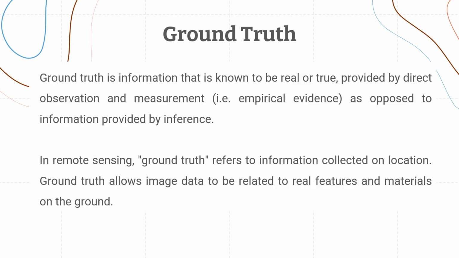Now let's see what is ground truth. Ground truth is information that is known to be real or true, provided by direct observation and measurement as opposed to information provided by inference. In remote sensing, ground truth refers to information collected on location. It allows image data to be related to real features and materials on the ground.